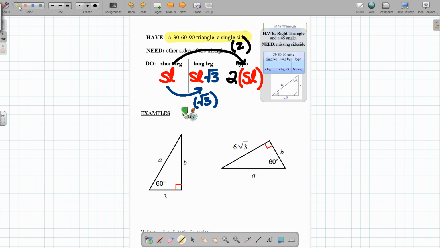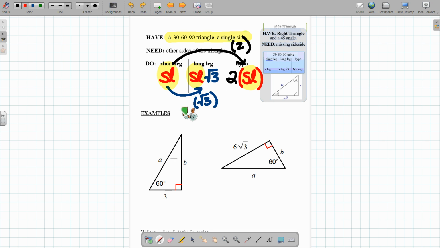Notice what's repeated every time. Notice everything is related to the short leg. So the very first thing you find in these triangles is the short leg. I'm going to do several with you.